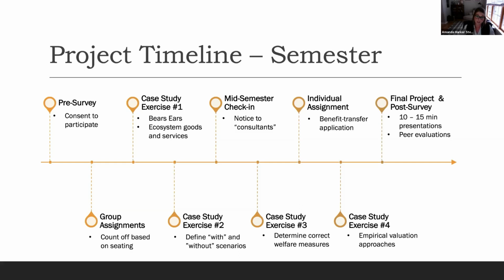As part of their group projects, students were asked to identify different ecosystem goods and services. The individual assignment allowed them to determine what the economic value of those goods and services were through the benefit transfer application. Then we had students collect all that information and present it in a final project. As part of that final project, they were supposed to provide recommendations on what the socially optimal size of the Bears Ears National Monument was.